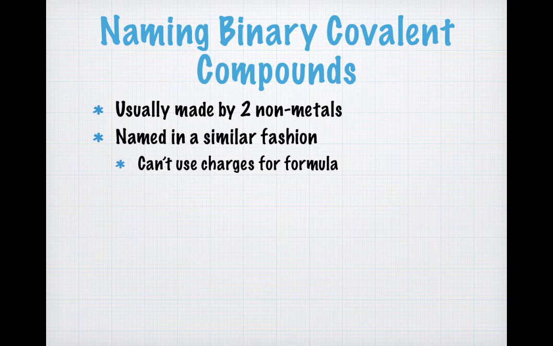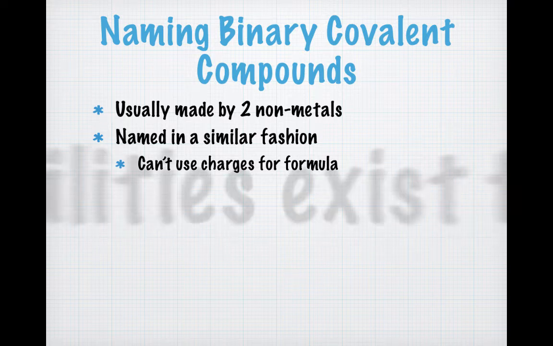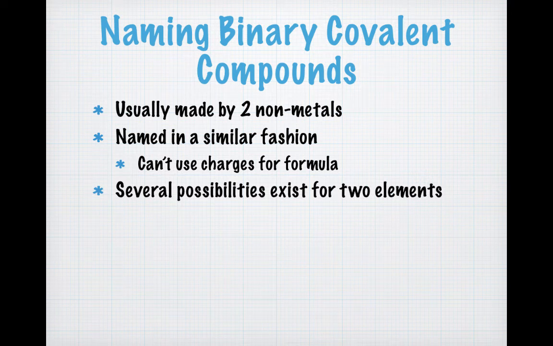So several different possibilities exist for any given two elements. Just an example of that, nitrogen and oxygen is always a very common example. We could have NO, NO2, N2O, N2O3, N2O4, N2O5, and there's probably some others as well. So just the term nitrogen oxide for a compound formed between nitrogen and oxygen would be very difficult to name just using the elemental names.